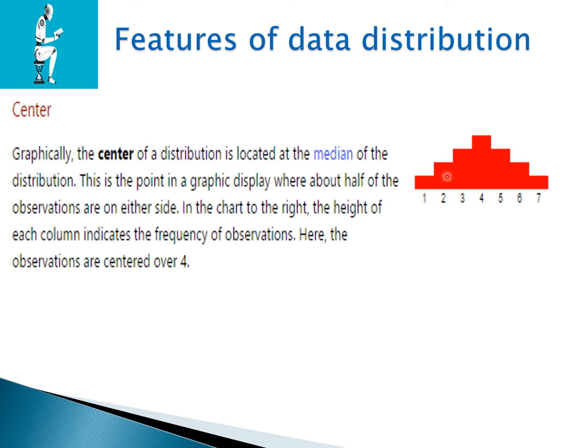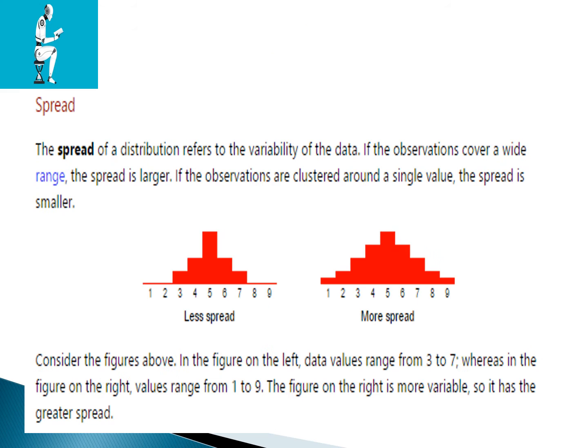In the chart to the right, the height of each column indicates the frequency of observations. Here all the observations are centered around 4. Then spread. Spread of a distribution refers to the variability of the data. If the observations cover a wide range, the spread is larger. If we are looking at this particular graph, we can see that the spread is between 1 to 9. Then if the observations are clustered around a single value, then the spread is smaller.